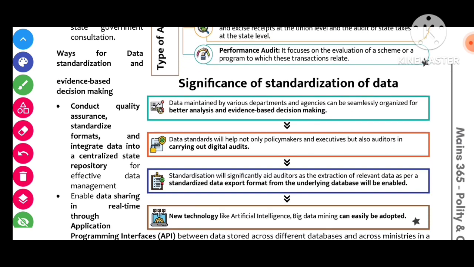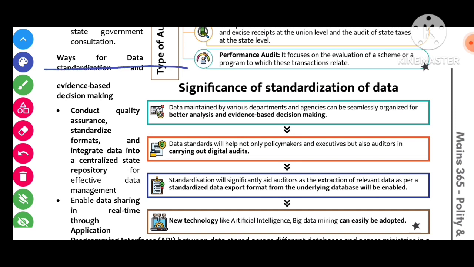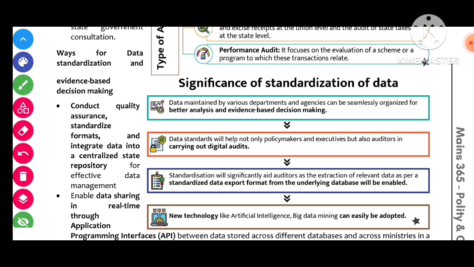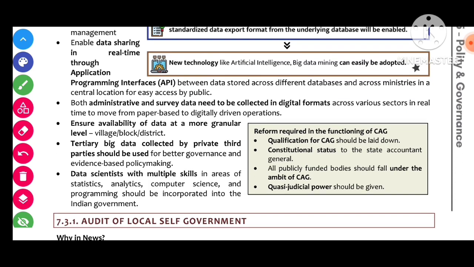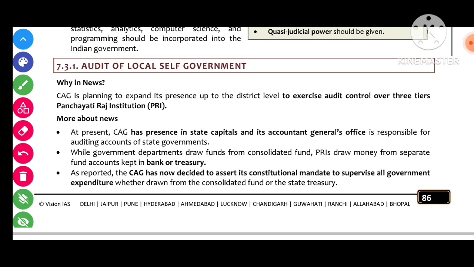Okay, and ways for data standardization and evidence based decision making. So here are the ways for data standardization and evidence based decision making, these are the ways. Okay, so you can remember. And the significance of standardization of data, you can read here. Okay, and next is the audit of local self-government.